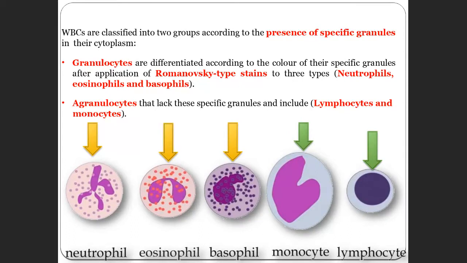As I explained in the theory class, there are types by stain. They have two types: granulocytes and agranulocytes. Agranulocytes are lymphocytes, the green arrow, and monocytes. Granulocytes are neutrophils, eosinophils, and basophils. Neutrophils, eosinophils, and basophils are acute inflammatory cells. Monocytes and lymphocytes are chronic inflammatory cells. That much you have to remember.